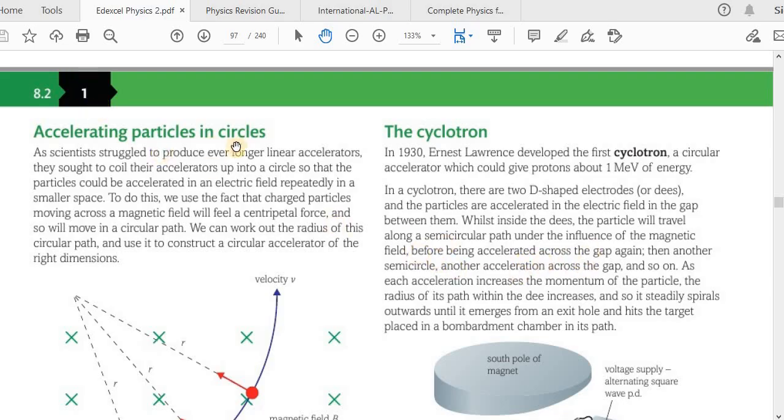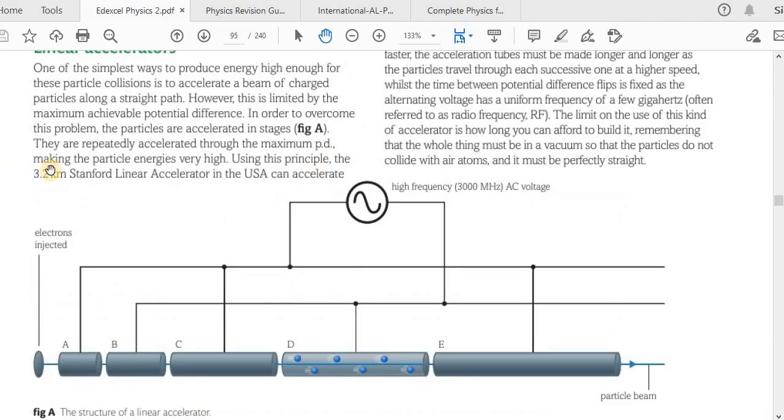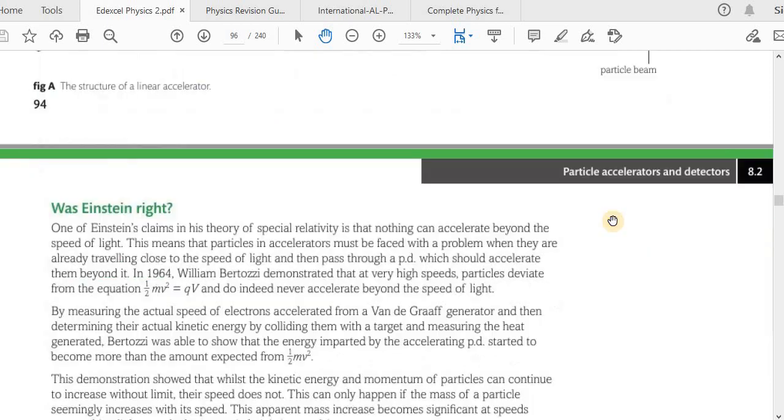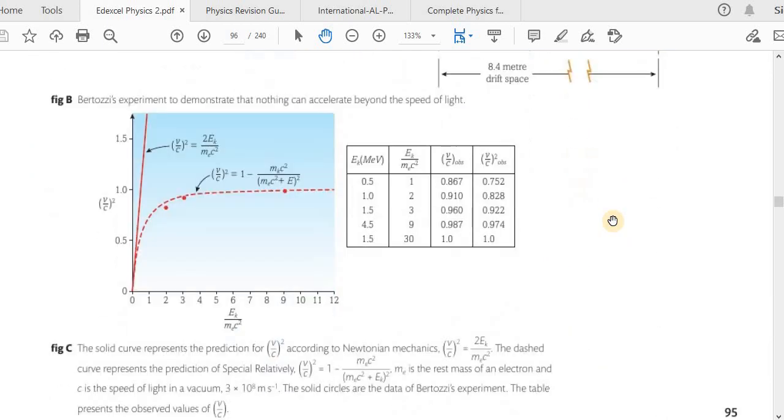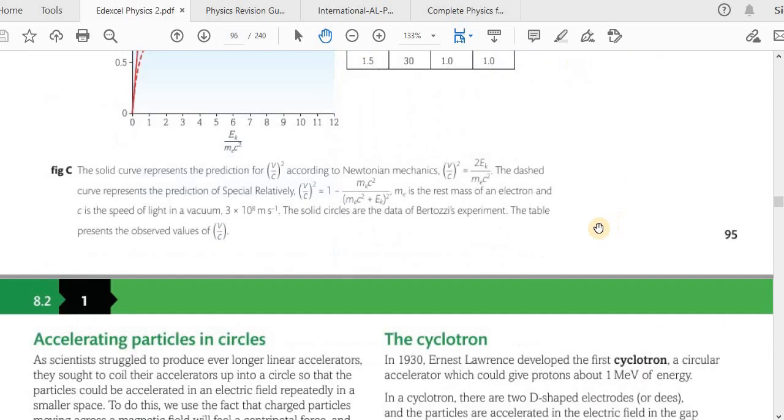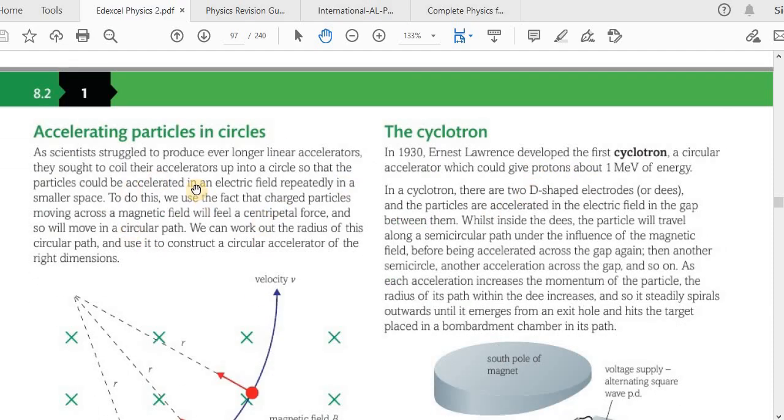Alright, now we will see accelerating particles in circles. As scientists struggled to produce ever longer linear accelerators, they sought to coil their accelerators up into a circle so that the particles could be accelerated in an electric field repeatedly in a smaller space. Now remember, this is quite long. It was about 3.2 kilometers long. So instead of needing a very large space, you can instead accelerate it in a circular or coiled, or rather spiral, way.